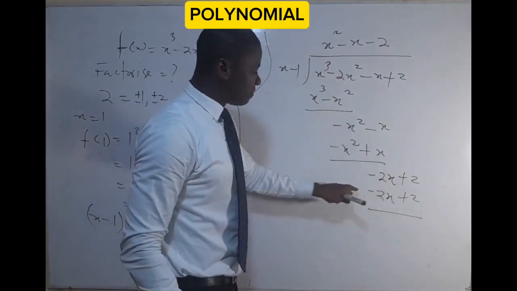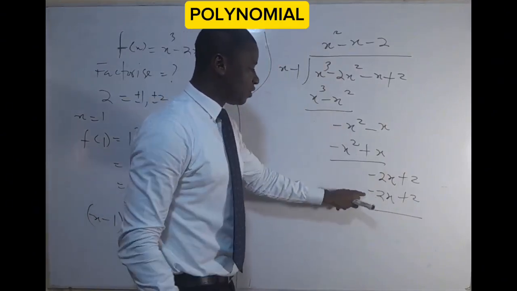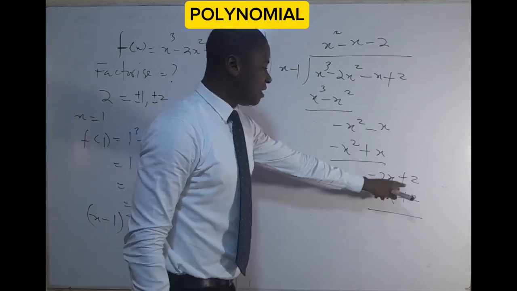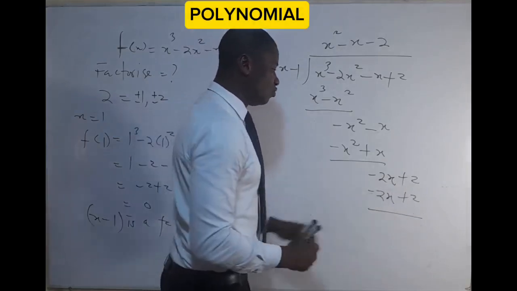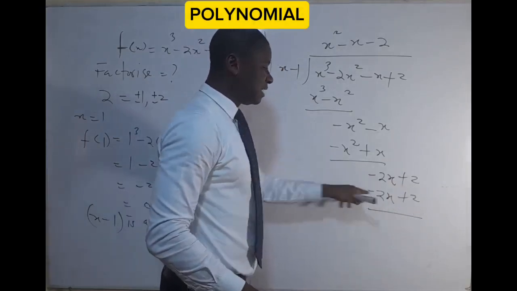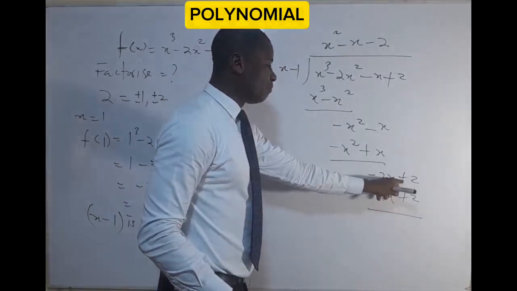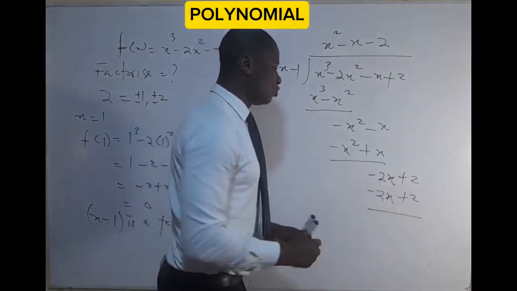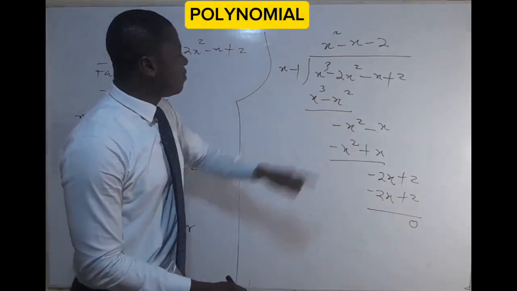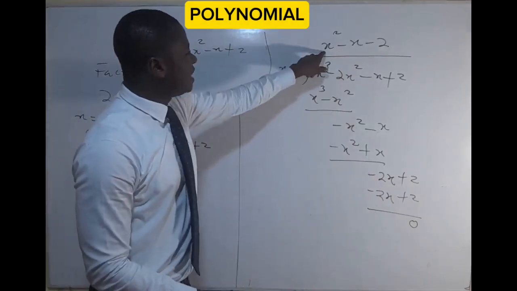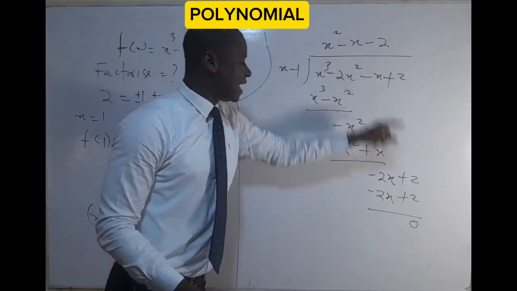So minus 2x minus minus 2x will give us 0, because this will turn to plus. Then we have plus 2 here, so 2 minus minus 2, because that minus will cross out this to make it minus. So 2 minus 2 will give us 0. Then it means that when we divide this by this, we are getting this to be the answer, x squared minus x minus 2, and the remainder is 0.